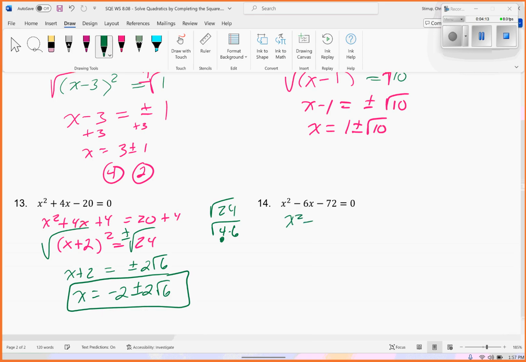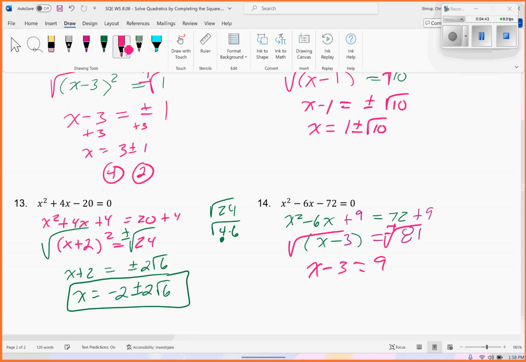14, I'm going to move the 72 over by adding it to both sides. Set up your set of parentheses. The sign in front of the x value comes down. Half of 6 is 3. 3 squared is 9. So I get there. 72 plus 9 is 81. 81 special at all? It's perfect square. So I'm going to go root. Don't forget the plus minus. Square root of 81 is?